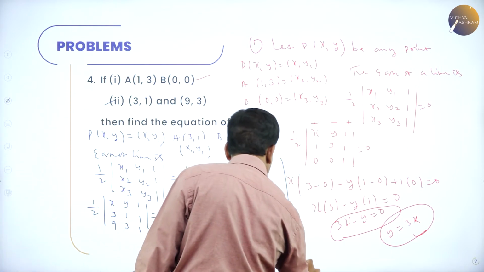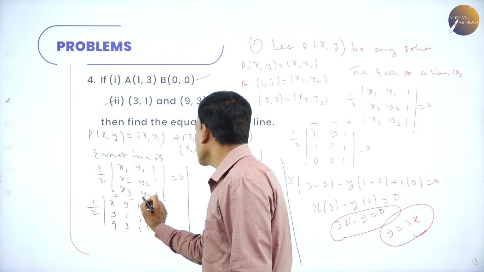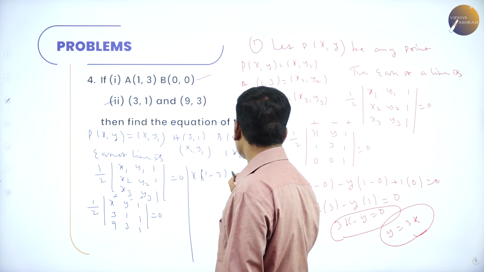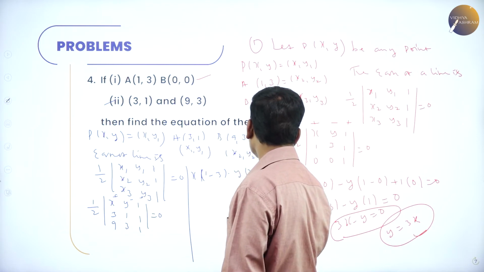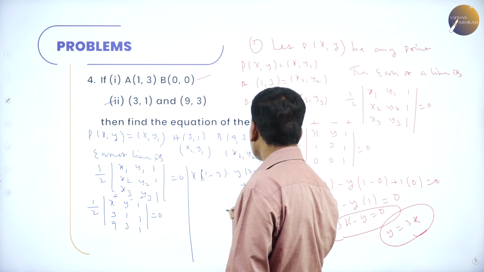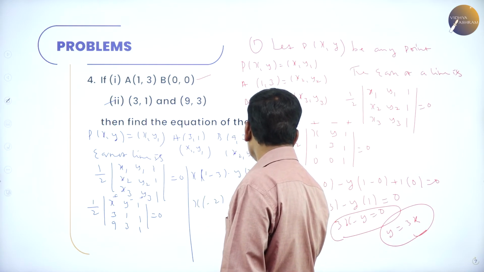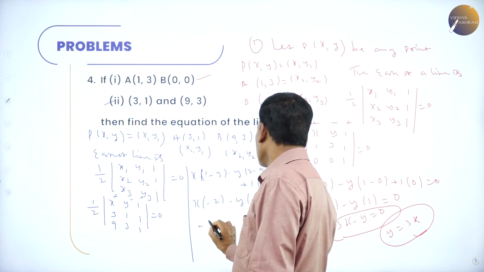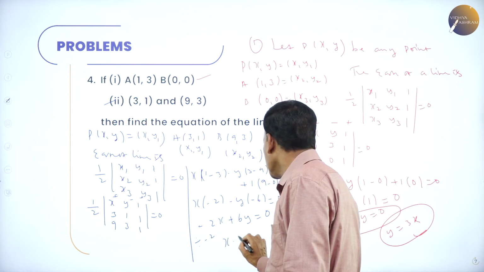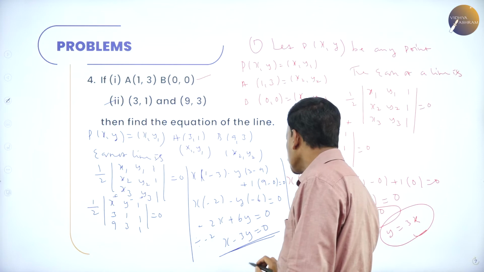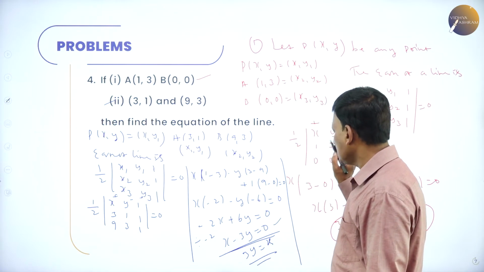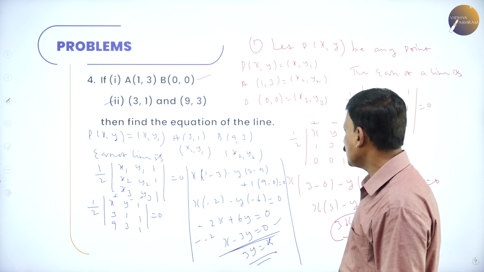I will solve here. Substitute and simplify. This is plus, minus and plus: x into 1 ones of 1 minus 3, minus y into 3 ones are 3 minus 9, plus 1 into 3 threes are 9 minus 9 is equal to 0. So x into minus 2, y into minus 6, this is 0: minus 2x plus 6y is equal to 0. Divide by minus 2, you will get x minus 3y is equal to 0 is the equation. Or if you transfer, 3y is equal to x, or y is equal to x by 3. So the required equation of the line is x minus 3y is equal to 0.